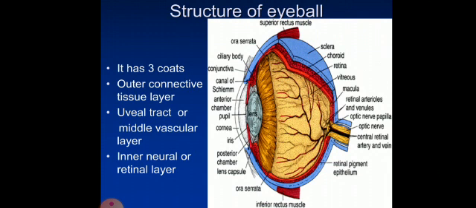The middle vascular layer, the pigmented uveal tract, forms the choroid and ciliary body in its posterior part, and the iris in its anterior part. The innermost layer is called the retina, which contains the photoreceptors in association with a neuronal network that is absent in the anterior segment. About these three different layers we'll be going into detail.